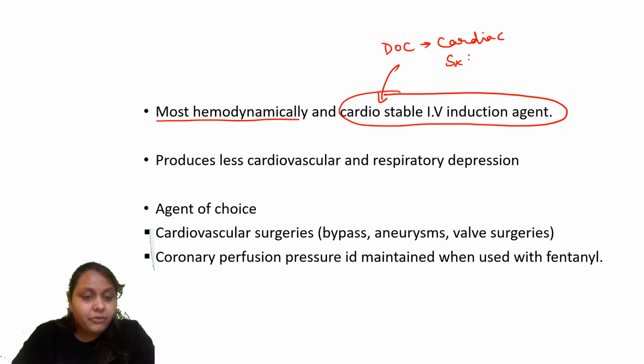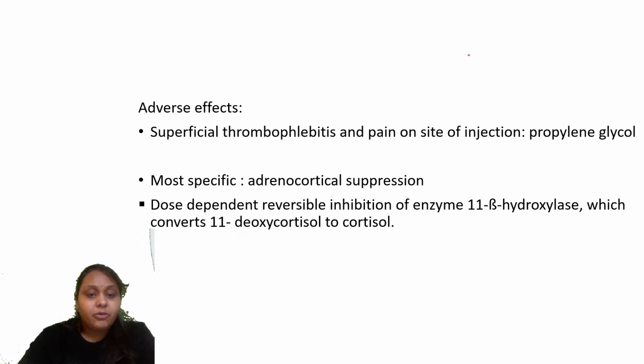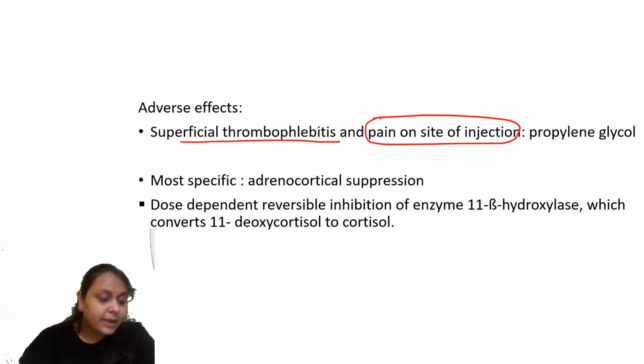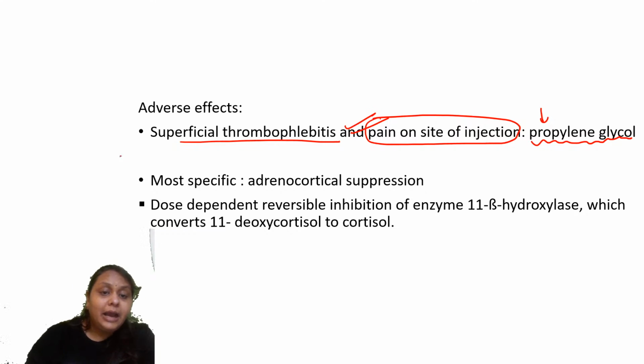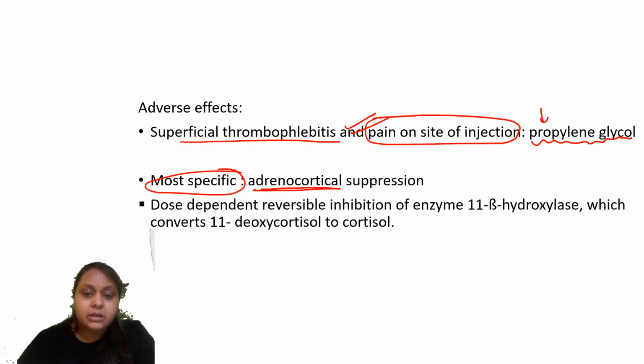Remember this, it is the most hemodynamically and cardiostable IV induction agent, therefore drug of choice in cardiac surgeries. It is an agent of choice. Coronary perfusion pressure is also maintained with this. But what is the adverse effect? The adverse effect is it causes superficial thrombophlebitis and pain on injection. Why? It causes pain on injection because of propylene glycol, and more specific is adrenocortical suppression.